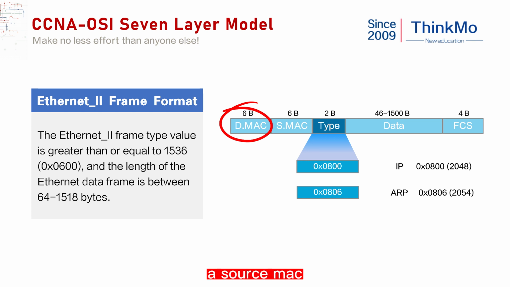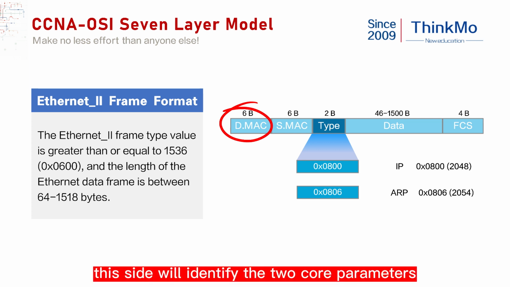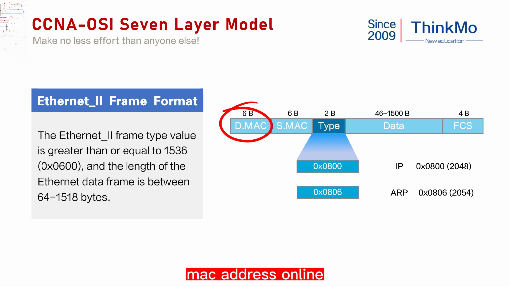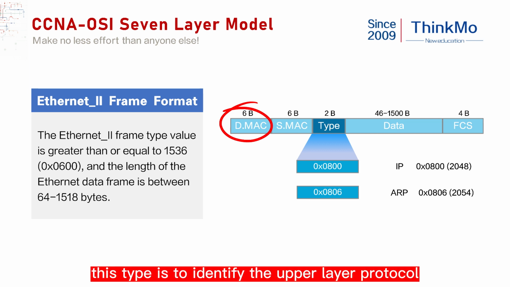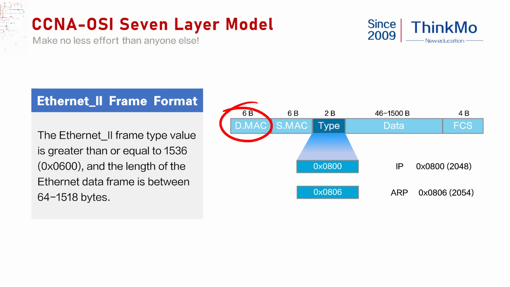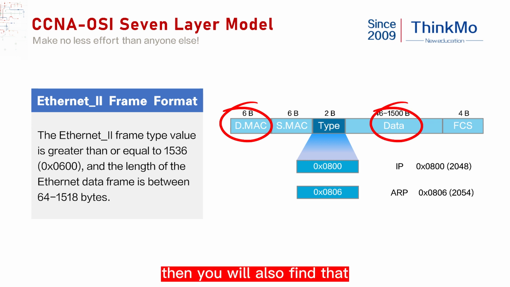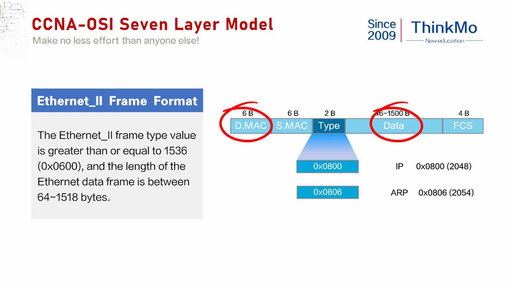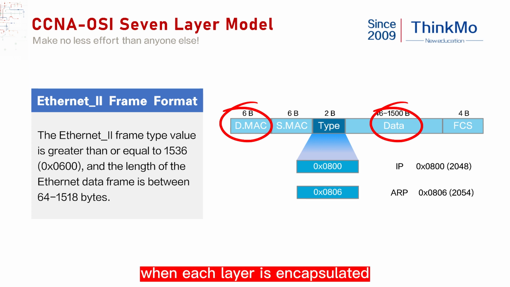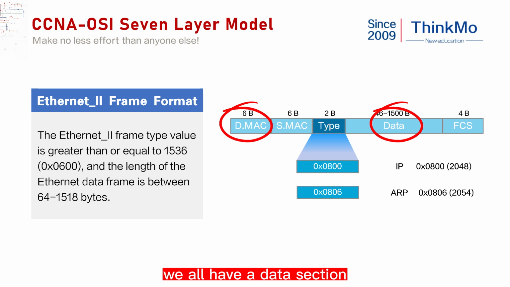Source MAC. This side will identify the two core parameters when our data is passed on the link layer. The MAC address, and the type, which identifies the upper layer protocol. Can you understand? You can see a data section. This is data. Then you will also find that when each layer is encapsulated, we all have a data section.